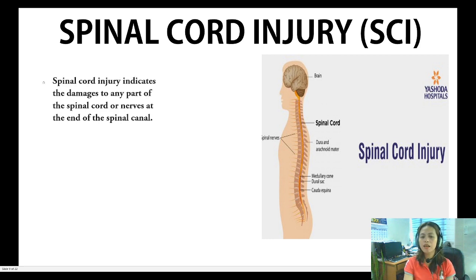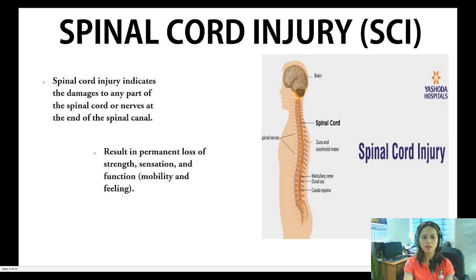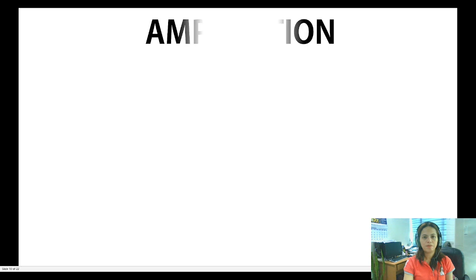It indicates damage to any part of the spinal cord or nerves at the end of the spinal cord. It results in permanent loss of strength, sensation, function, mobility, and feeling. The causes of spinal cord injury are trauma and diseases.